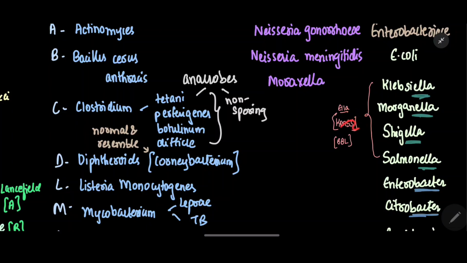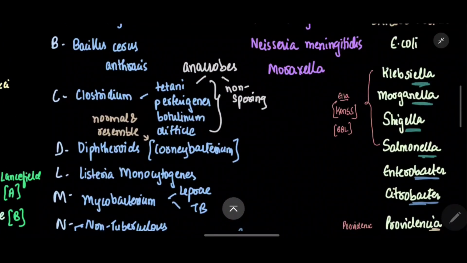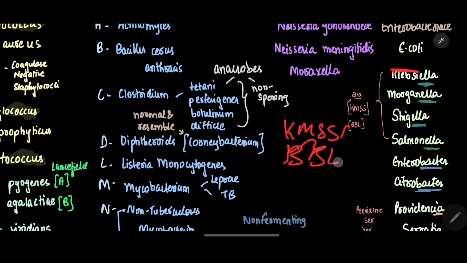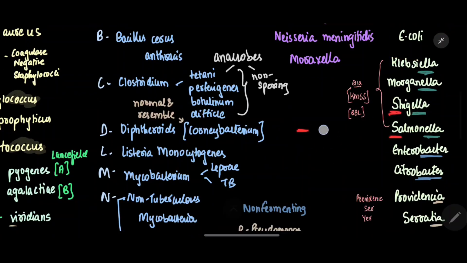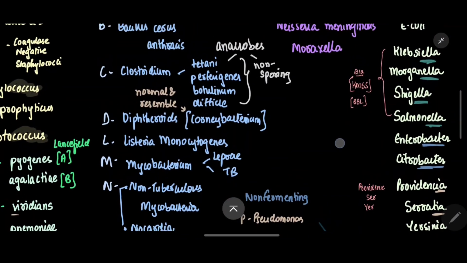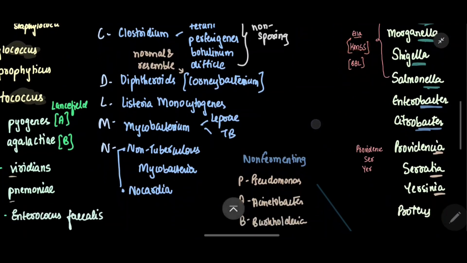Okay, so KMS is this, and then next BBL that comes in your non-enteric. So BBL is for Brucella, Bordetella, and Legionella. Okay, so E. coli, and then KMS, and then BBL. So K is for Klebsiella, Morganella, Shigella, Salmonella; BBL, Brucella, Bordetella, Legionella. So these are your Enterobacteriaceae, these are your non-enteric.